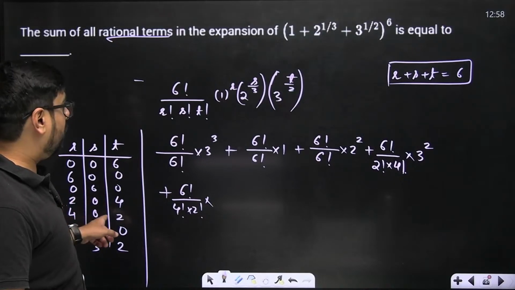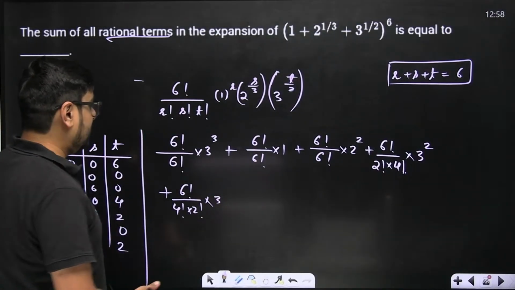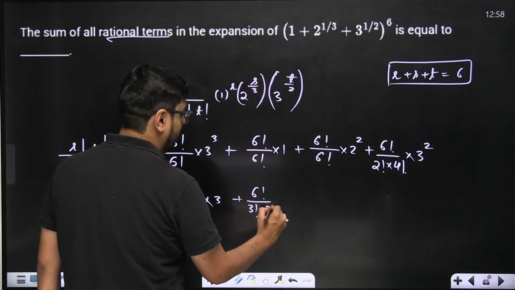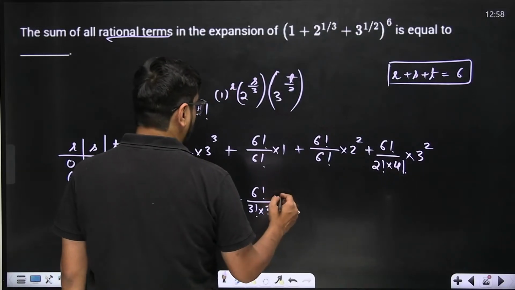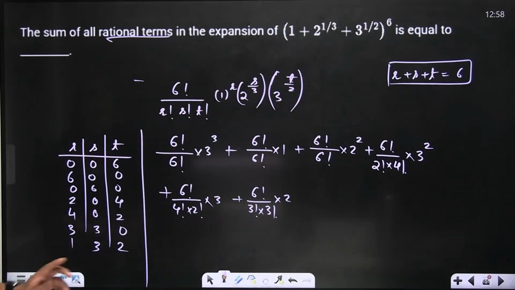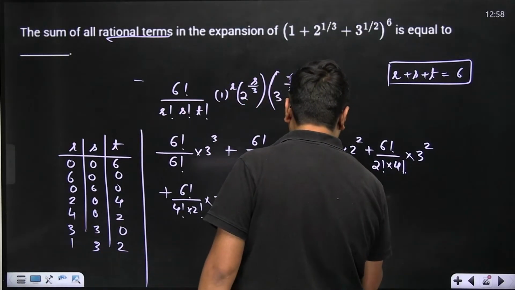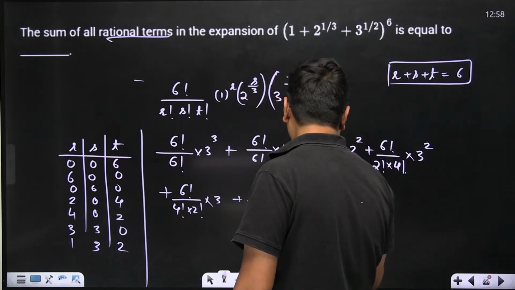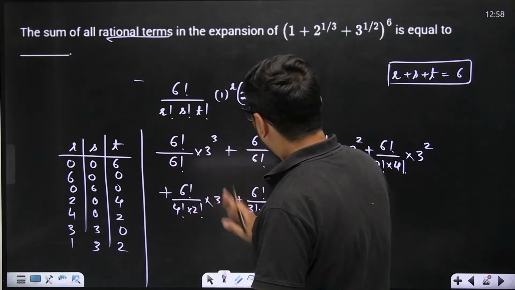Plus this case, 6 factorial divided by 4 factorial into 2 factorial, multiplied with 1 to the power 4 and 3 to the power 2 by 2, that means 3. Then (3, 3, 0): 6 factorial divided by 3 factorial into 3 factorial, multiplied with 1 to the power 3 and 2 to the power 1, so multiplied with 2. That's it. Then (1, 3, 2): 6 factorial divided by 1 factorial, 3 factorial and 2 factorial, multiplied with 1 to the power 1, no problem.